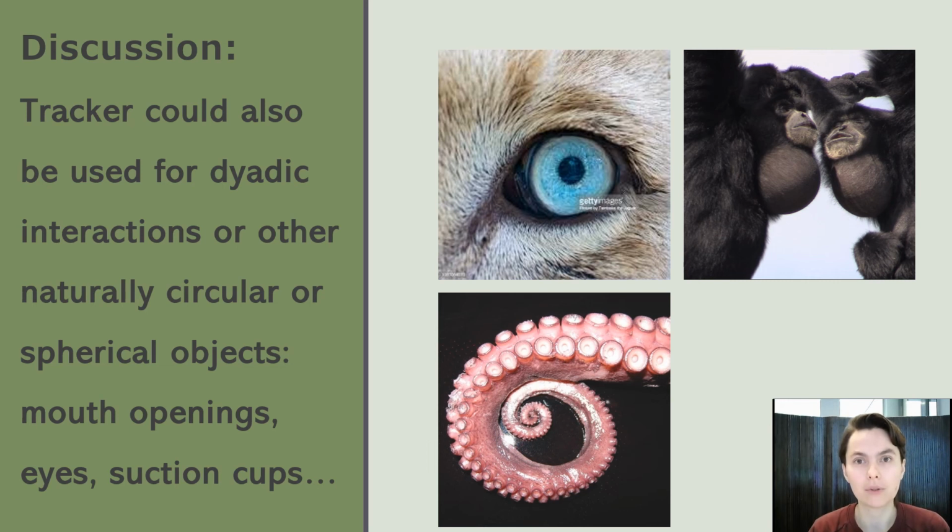Now, apart from using that to correlate it to different acoustic properties and to hopefully find a function of siamang airsacs, this procedure can also be used on very different examples. It can, for example, be used on dyadic interactions between siamangs or other animals with airsacs, but it can also be used on other naturally occurring circular objects like eyes or suction cups, mouth openings, whatever you can think of.